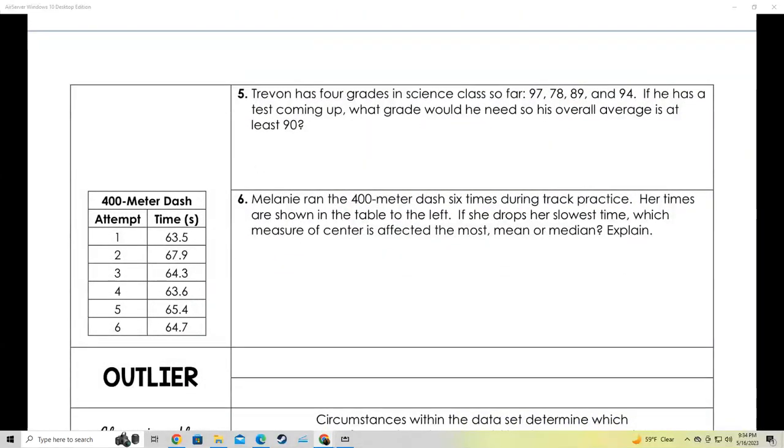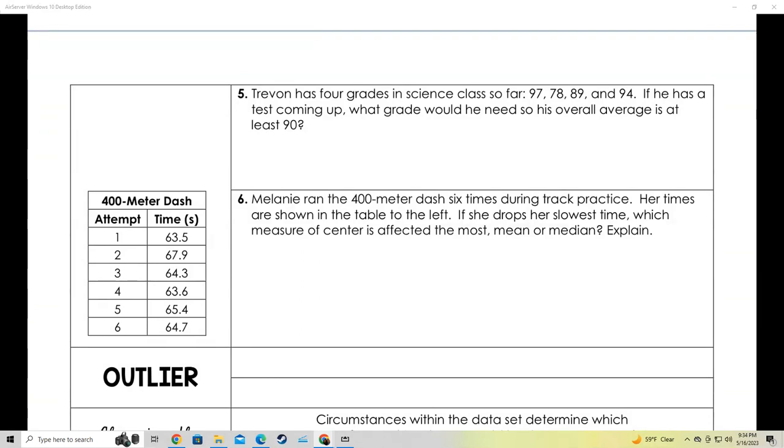It says Trevon has 4 grades in science class so far: 97, 78, 89, and 94. If he has a test coming up, what grade would he need so his overall average is at least 90? So what we want to do is set up an equation with a 5th score, but we don't know what that 5th score is. So we're going to call it X, okay? I know 4 of the scores, but they want a 5th score and they want it to be at least 90.